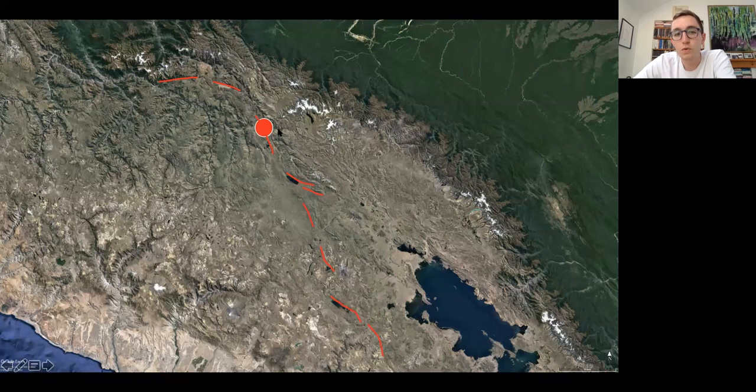And what I'm going to show you is some observations from a bunch of different localities along this fault system. And I'm going to describe how we were able to measure the kinematics of these faults, so the orientation of slip on them, and also how we were able to say something about the rates of motion across these faults.